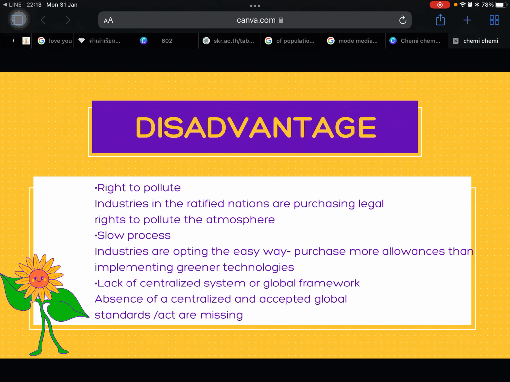Disadvantage. Right to pollute. Industries in the ratified nations are purchasing legal rights to pollute the atmosphere. Slow process. Industries are opting for the easy way, purchasing more allowances rather than implementing greener technology. Lack of a centralized system or government framework. Absence of a centralized and accepted global standards act.